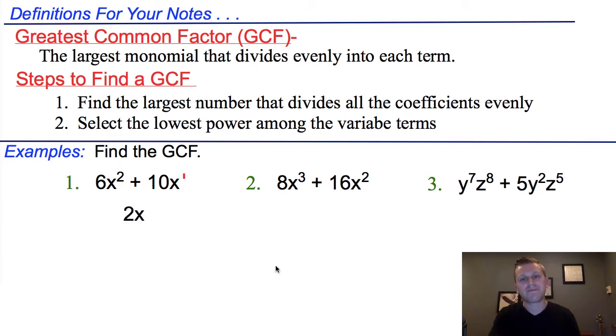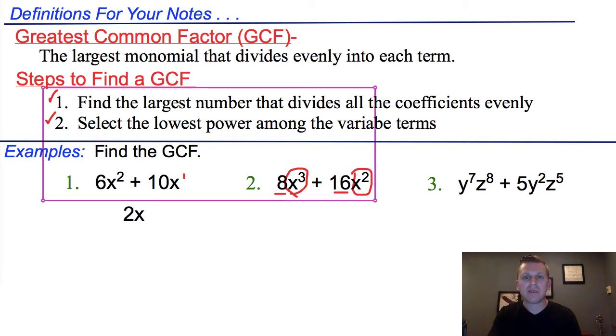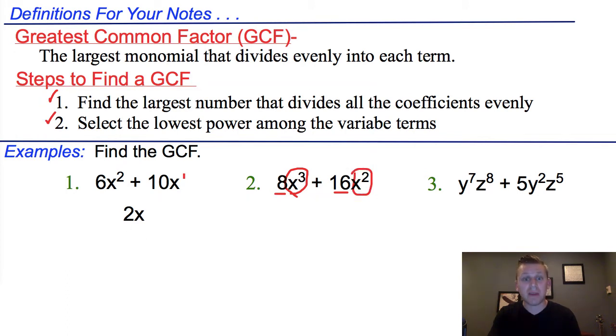Let's try another one. In example number 2, I want to see what is the GCF of 8x cubed plus 16x squared. For 8 and 16, the largest number that divides them evenly is 8. So for part 1, their GCF will be 8. And for the variable terms, I just want to pick the one with the lowest exponent. I can only choose these two, x cubed and x squared. Which one has the lower exponent? That's x squared, making my GCF 8x squared.